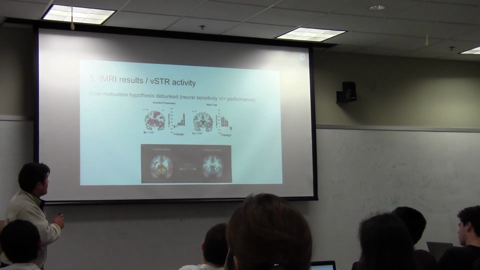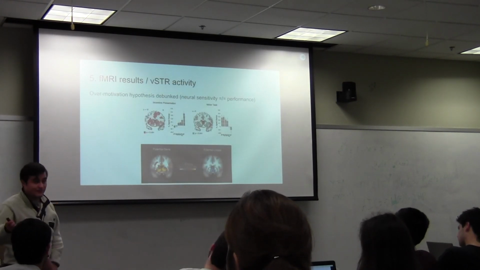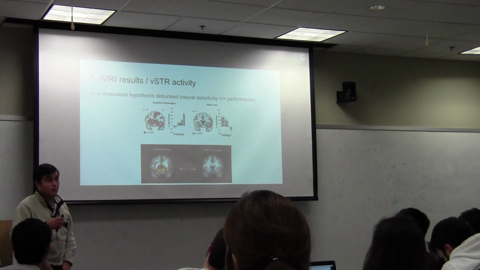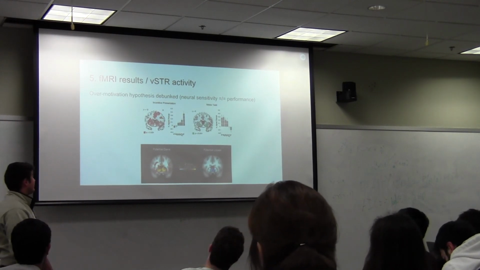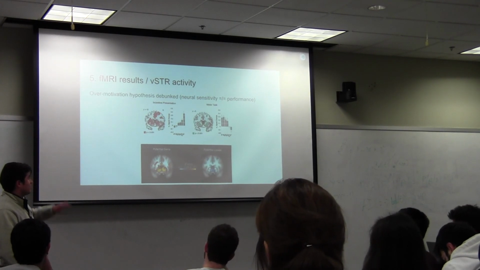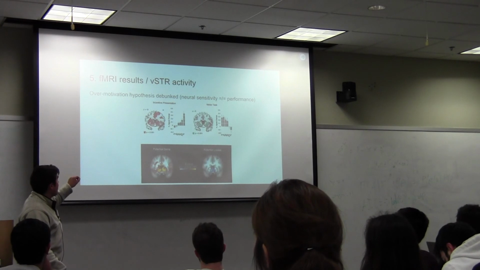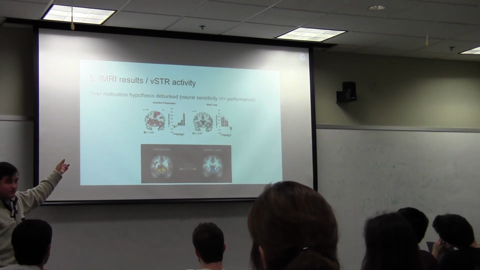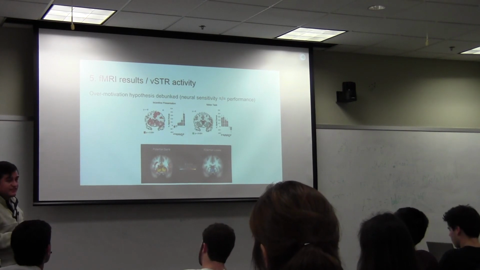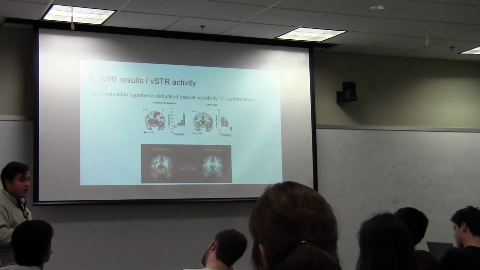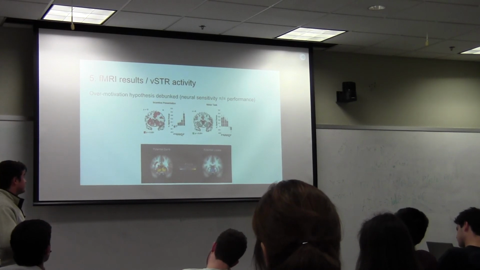So now that they know this is occurring in their study, they have the fMRI data, and they're going to try to find out what's going on within the brain when that failure, that choking under pressure, is happening. Looking at the VSTR, which we know is the region that encodes gains and losses, this is where they debunked the overmotivation hypothesis, because they found that neural sensitivity had nothing to do with performance. How motivated someone was wasn't affecting them choking under pressure. That's not what it was.